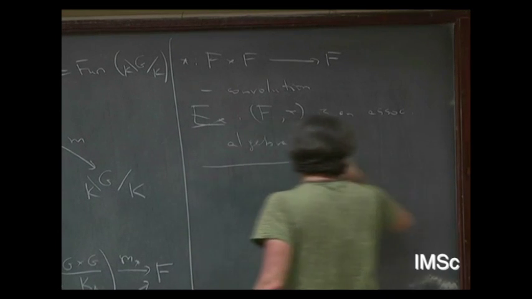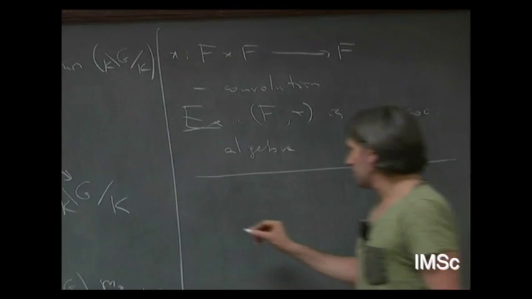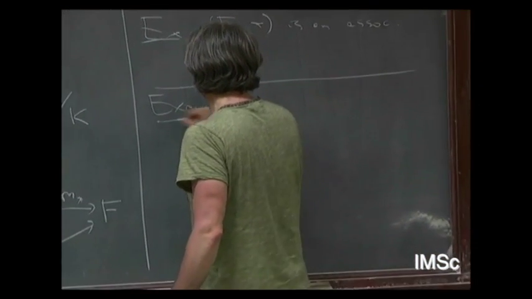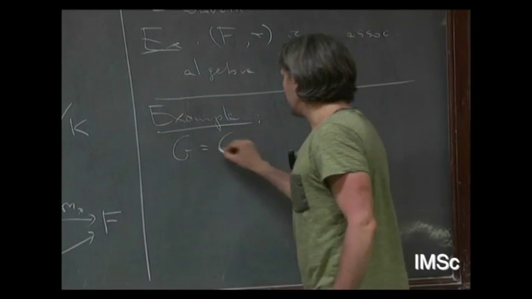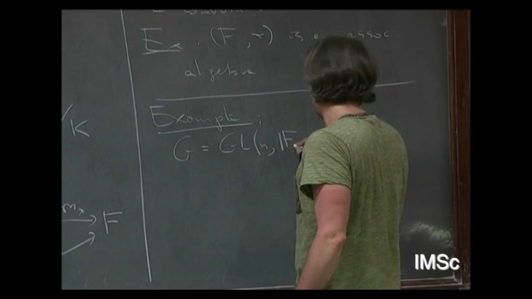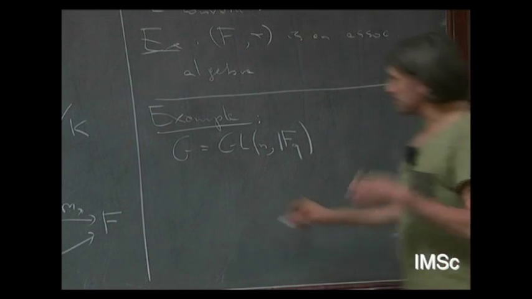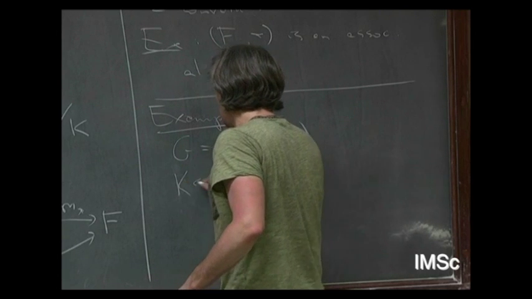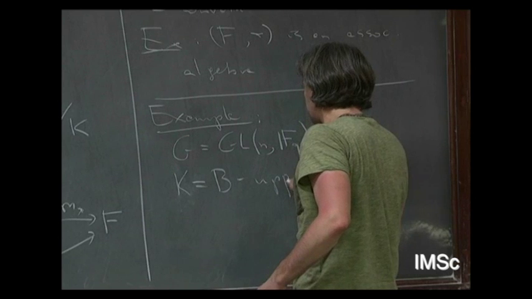So let me give an example. G is GL_n over some finite field F_q. And let's take K to be the standard Borel, just upper triangular matrices.